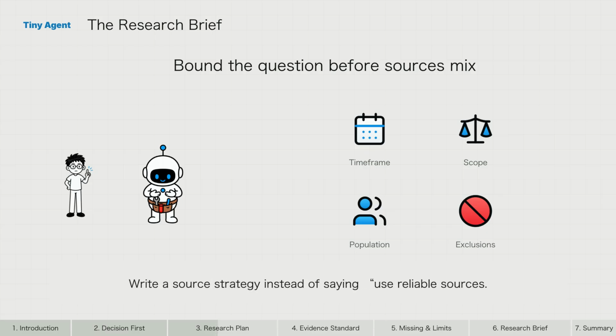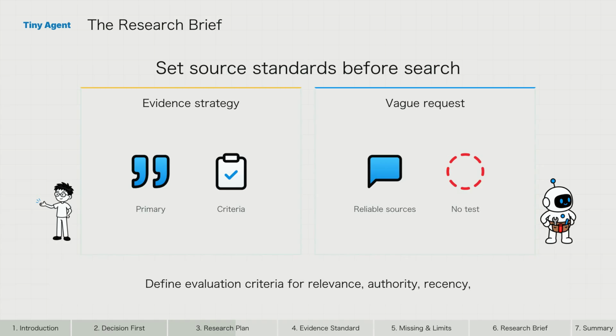Write a source strategy instead of saying, "use reliable sources." Prioritize primary material such as official announcements, filings, government data, technical documentation, and original research. Then use reputable secondary reporting for context, contradiction, and interpretation. Define evaluation criteria for relevance, authority, recency, methodology, and agreement across sources. If two strong sources conflict, the job is not to average them silently. The research should explain the difference in definitions, samples, incentives, or dates.